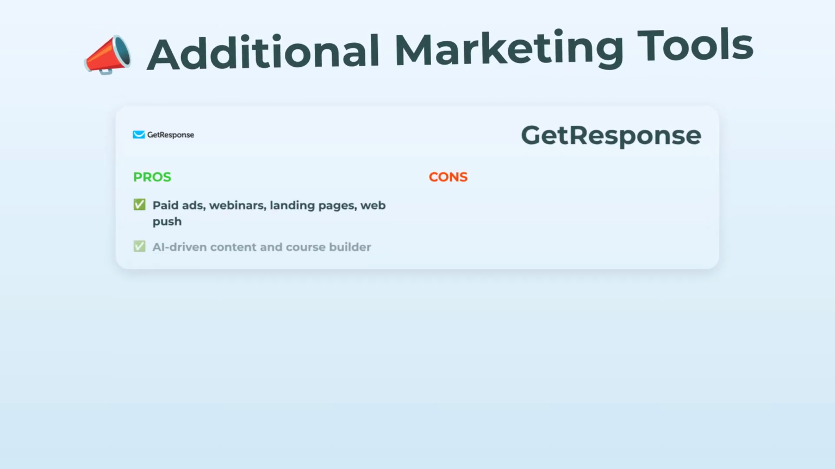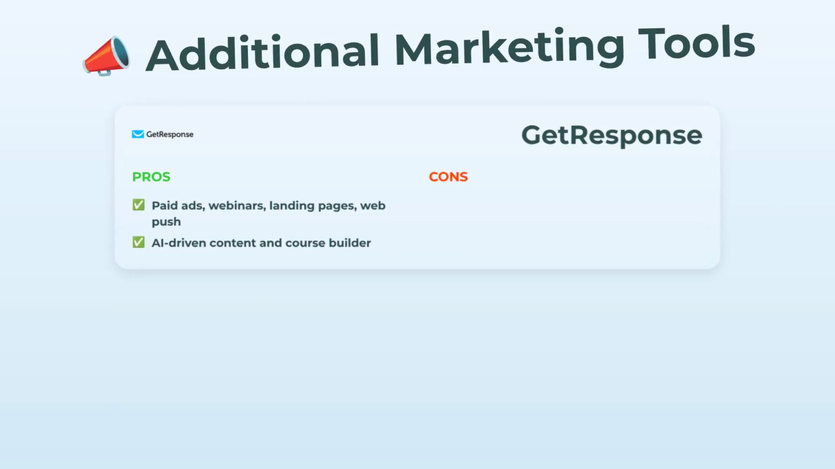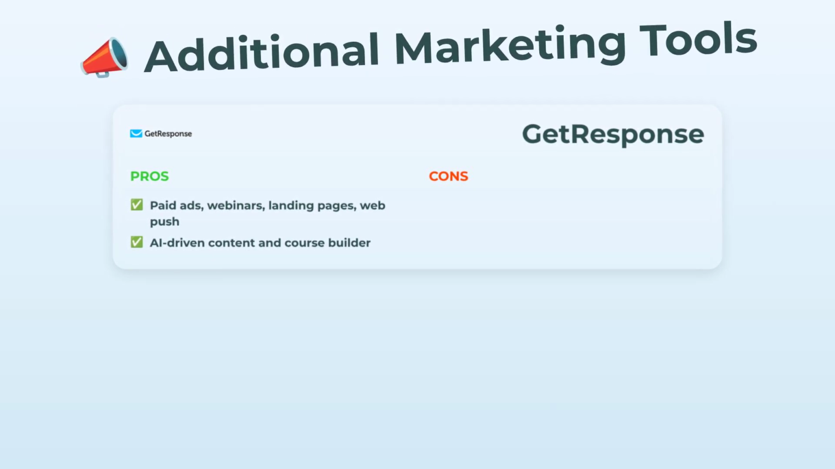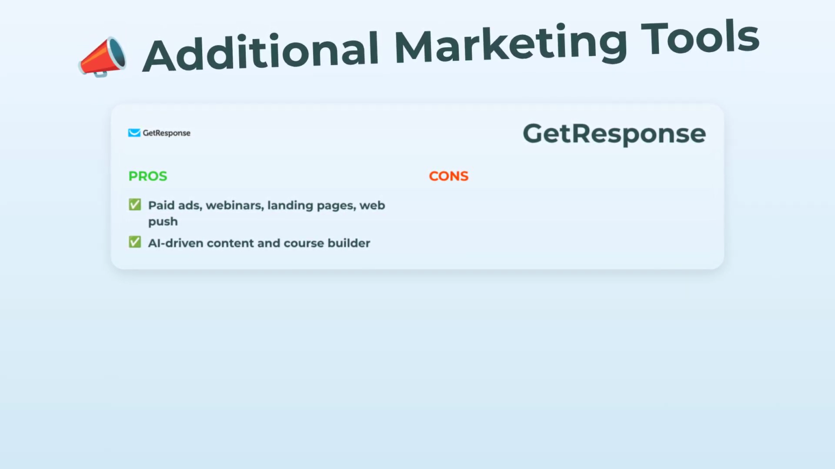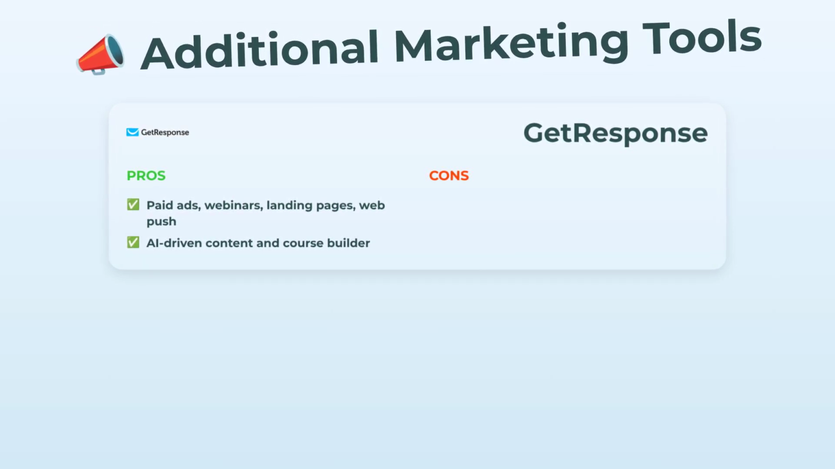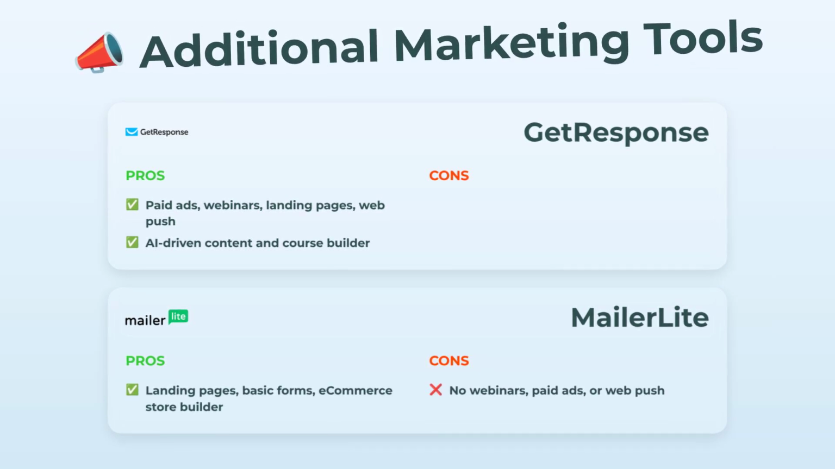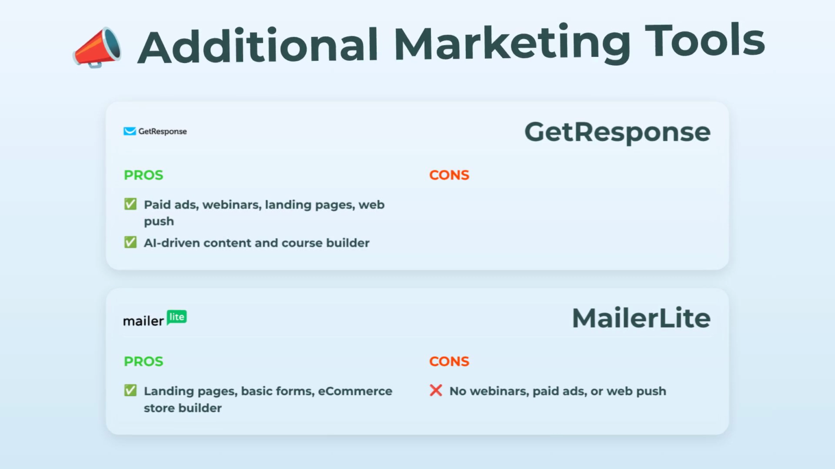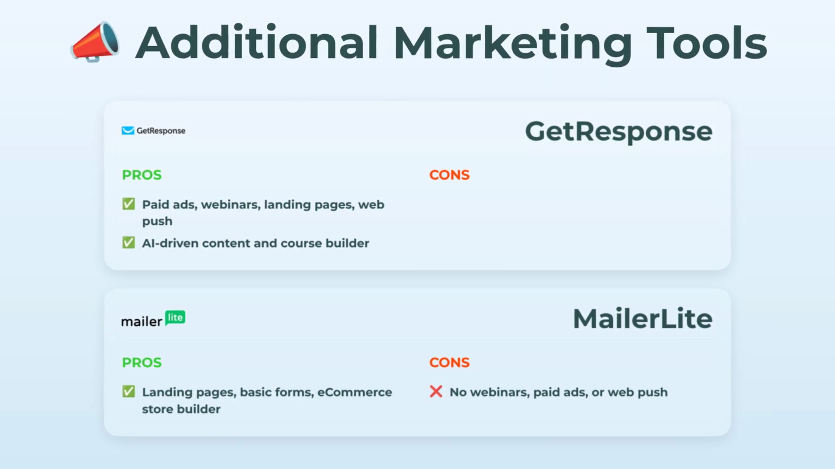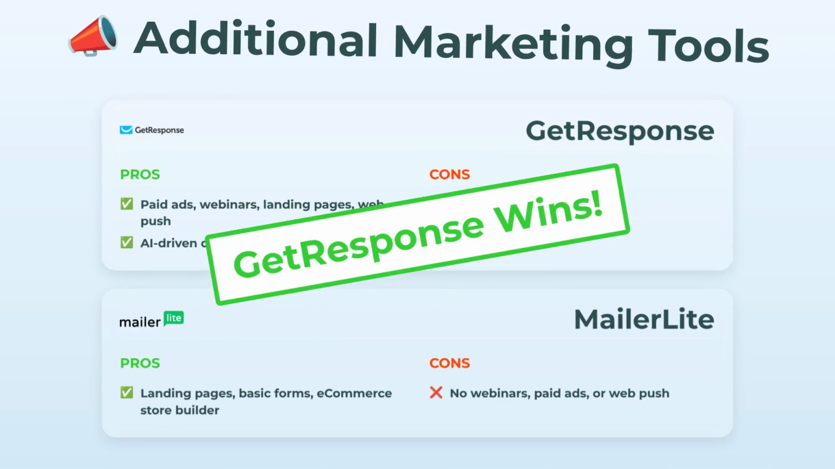Last up, additional marketing tools. If you want the full marketing suite, GetResponse delivers big time. Paid ads, webinars, landing pages, web push notifications, the works. The AI stuff for building content and online courses, it's all baked in. MailerLite, meanwhile, handles landing pages, basic forms, and does have a mini e-commerce store builder, but you won't find webinars, paid ad management, or web push. So yeah, GetResponse takes it for all-in-one toolkit.